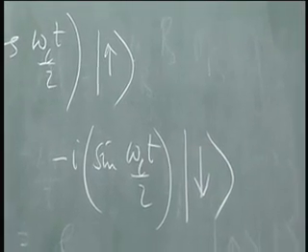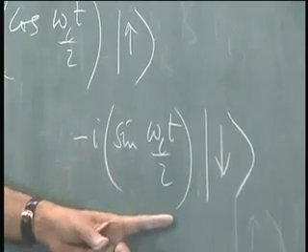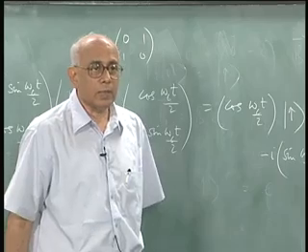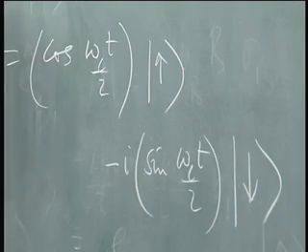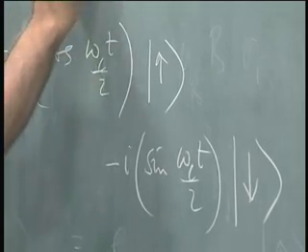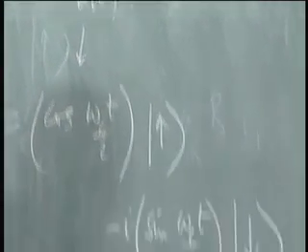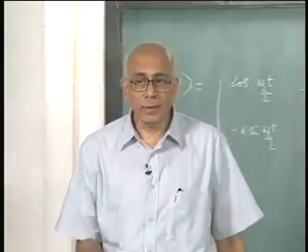So that is my A of t and my B of t, and it is clear that mod A squared plus mod B squared is 1 at all times, it is normalized as you would expect. A of 0 is 1 as it should be, we started with the state up, and B of 0 is 0.